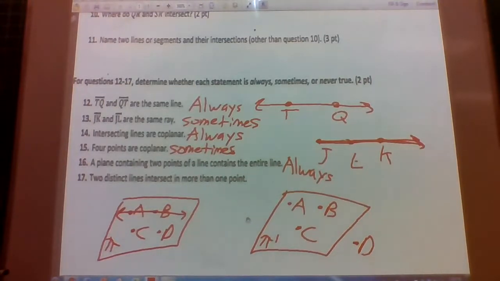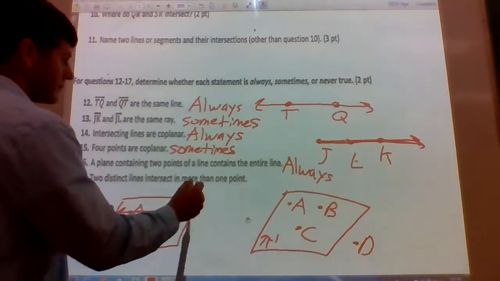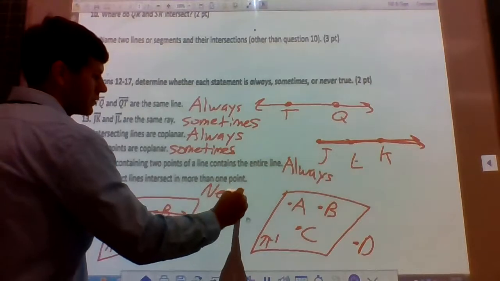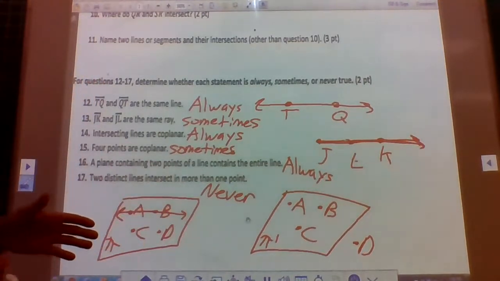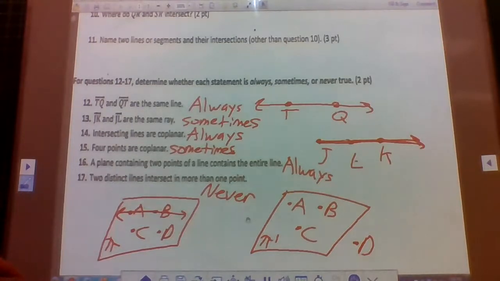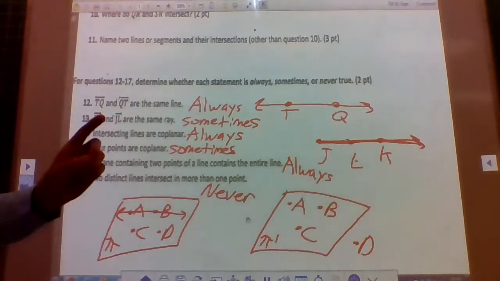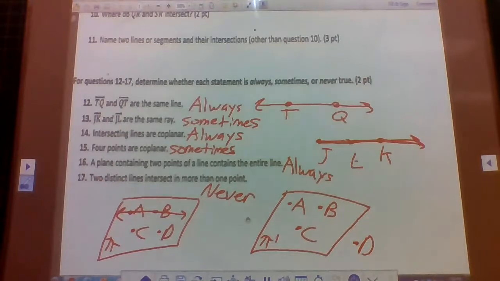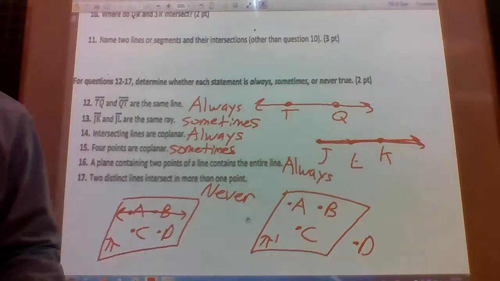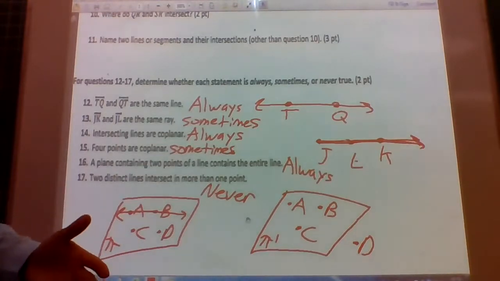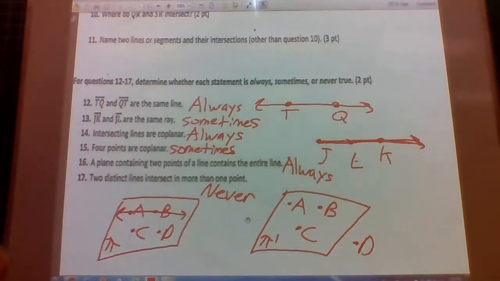2 distinct lines intersect in more than 1 point. Okay, that's going to be a never. The lines either intersect or they don't. If they don't intersect, they're parallel lines. If they do intersect, they're going to intersect at exactly 1 point. So that one is never. Depending on your definition of parallel, there are skew lines, which may or may not be parallel, but for our purposes, parallel.